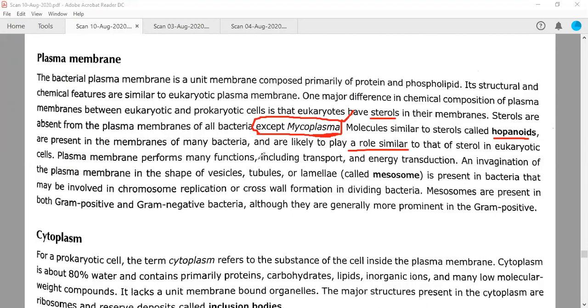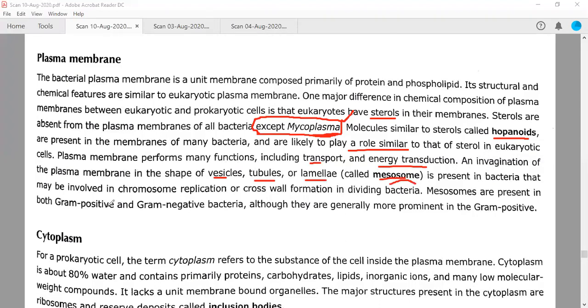Plasma membrane performs many functions, transport, energy transduction, and so on. There are some structures in bacteria which are called mesosomes. Mesosomes, we know, are homologous to mitochondria. They are for the energy transduction mechanism. An invagination of the plasma membrane in the shape of a vesicle, tubule, or lamellae, in any form, is called a mesosome.